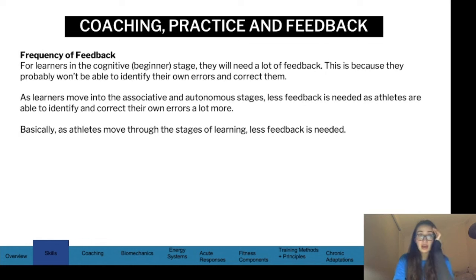We've got frequency of feedback. For learners in the cognitive beginner stage, they will need a lot of feedback because they probably won't be able to identify their own errors and correct them. As learners move into the associative and autonomous stages, they get better at identifying their errors and can correct them themselves. So as they move through these stages of learning, we need less and less feedback.